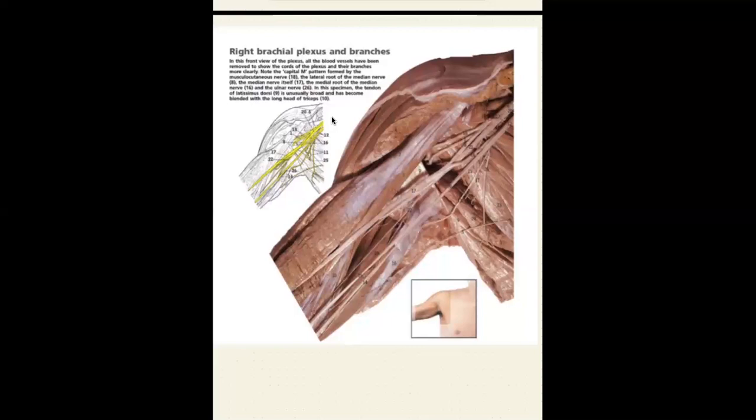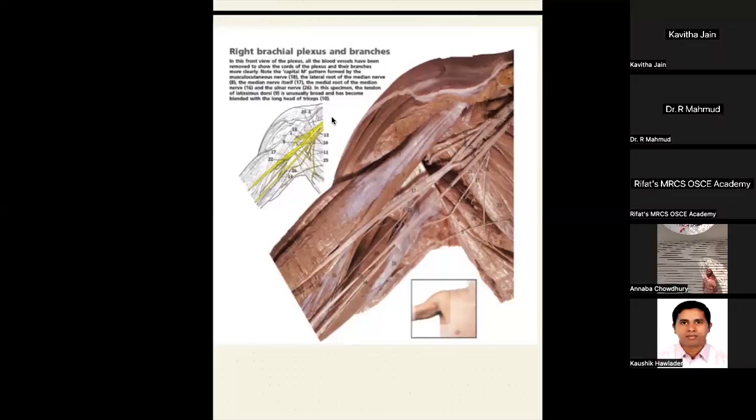Which vessel are the cords related to? The cords are related to the second part of the axillary artery. Excellent. Accordingly they will be posterior, medial, and lateral.